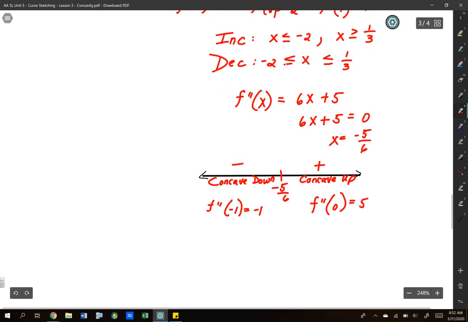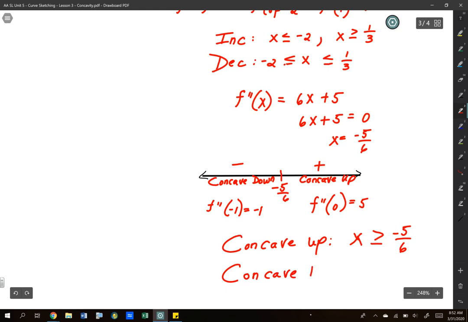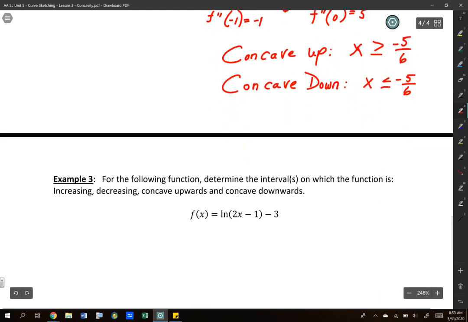So if we write out our intervals, we're going to say concave up. That's going to be happening where x is greater than or equal to -5/6. And we're going to say concave down, where x is less than or equal to -5/6. All right, that's that one.